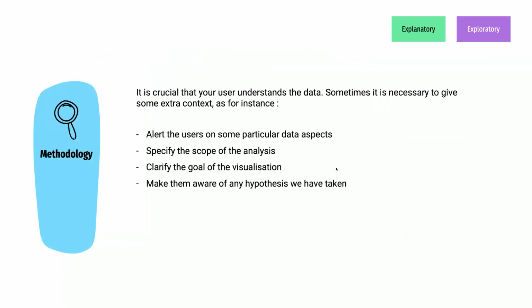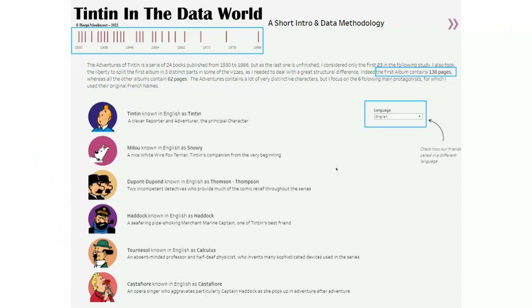And the methodology, as we said before, is to give my user a better understanding of the data. Both explanatory and exploratory dashboards need this, it's very crucial. For instance, it can be alerting the user to some particular data aspect, specifying the scope of the analysis, maybe the last 6 months, 3 months, 2 years, clarifying the goal of the visualization, and making them aware of any hypothesis that we have taken.